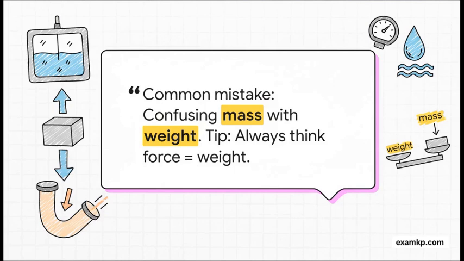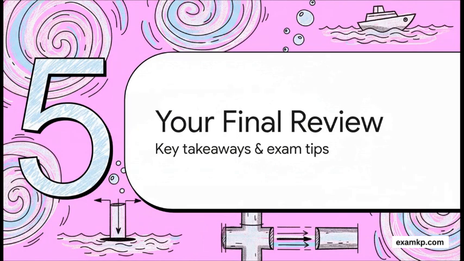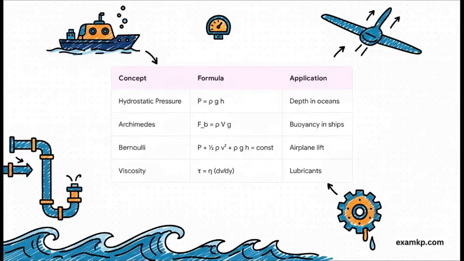We are just about at the finish line. Let's wrap things up with a quick final review to make sure all these key ideas are locked in and fresh in your mind. Think of this summary table as your ultimate cheat sheet for revision. It lays out the 4 big principles we've covered: hydrostatic pressure, Archimedes' Principle, Bernoulli's Principle, and viscosity. You've got the core formulas and a key real-world application for each. Everything from the bottom of the ocean to high up in the sky. Seriously, keep this handy for your final prep.